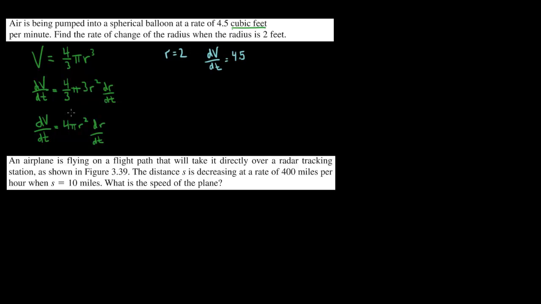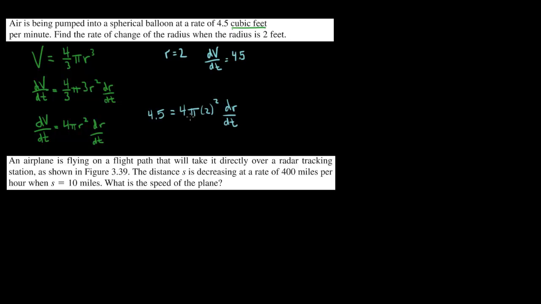Okay, so I go back to my implicit derivative and I plug in the stuff that I know, and hopefully I'll be able to solve for what I don't know at that point. So if dV/dt is 4.5, I could say that 4.5 equals 4 pi, okay, we know that r is 2, so 2 squared times dr/dt, and that's nice. Now why is that super nice? Because I'm only left with one unknown. If I only have one unknown, I can pretty easily solve for that one variable.